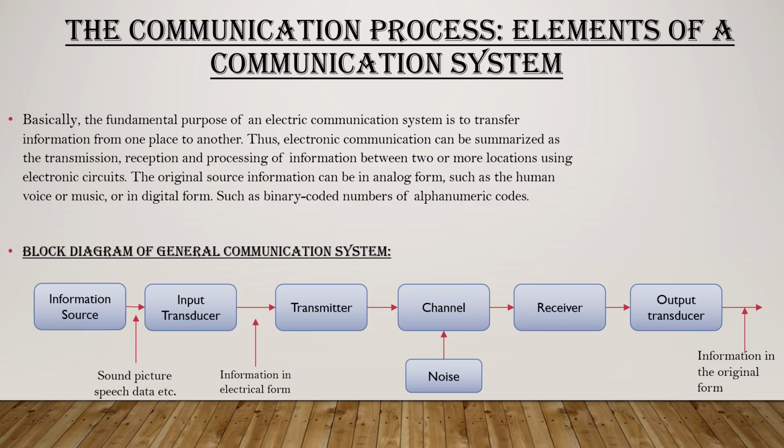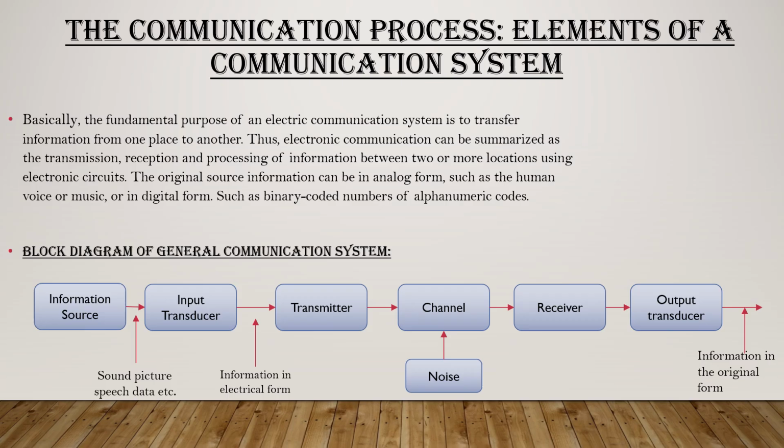Basically, the fundamental purpose of an electric communication system is to transfer information from one place to another. Thus, electronic communication can be summarized as the transmission, reception, and processing of information between two or more locations using electronic circuits. This original source information can be in analog form, such as human voice or music, or in digital form, such as binary coded numbers or alphanumeric codes.